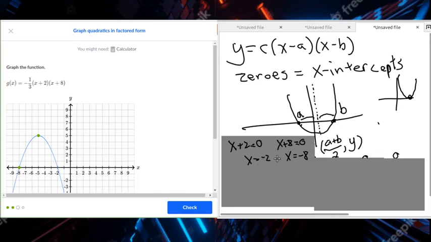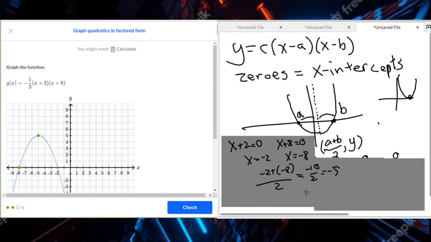What is the x value of the vertex? That's going to be -2 plus -8 divided by 2, which is -10 divided by 2, which is negative 5, and that's right here, negative 5, and I have that already. So that's the x value, but we still need to find the y value by substituting.